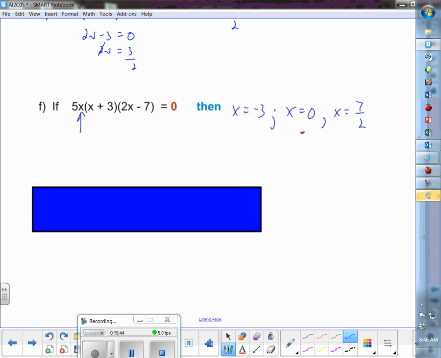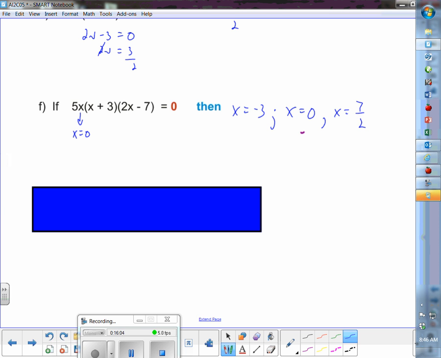And 7/2 is the third. So let me show you mathematically how you would get all three of those answers, if you want to see it mathematically. Again, any factor with a variable gets set equal to 0. There's the x equals 0.